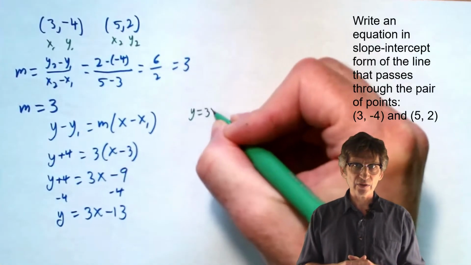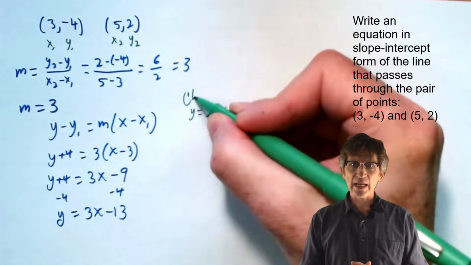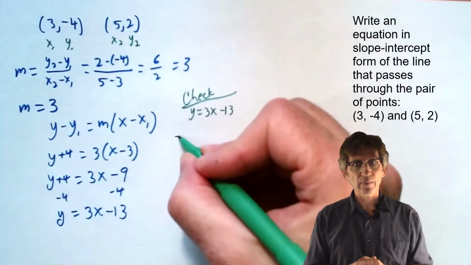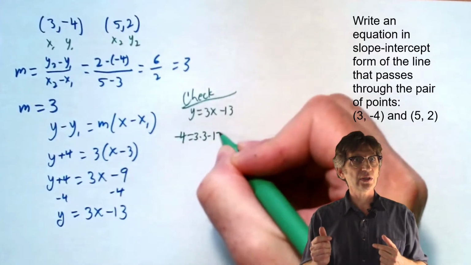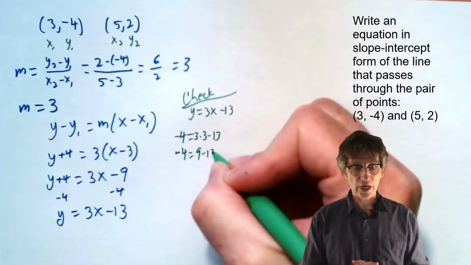Let's check to see if that actually works. So we're going to take the ordered pair, put it in the equation, and make sure that it actually works out. -4 equals 3 times 3 minus 13. So -4 equals 9 minus 13, -4 equals -4. That's a check. That works.